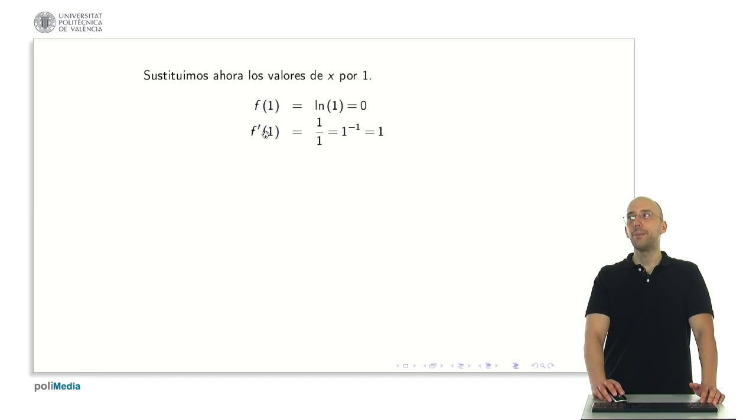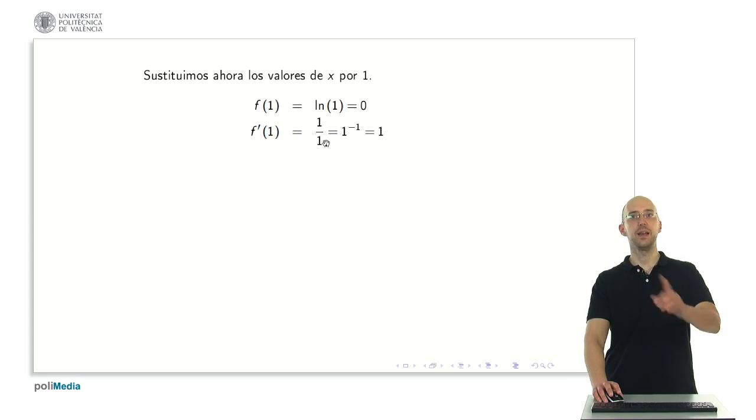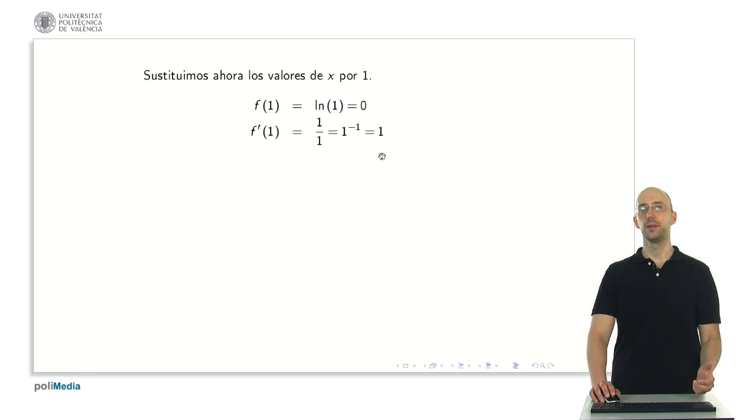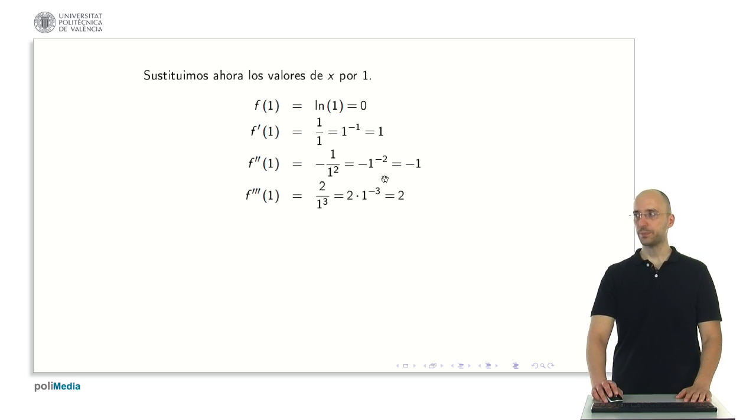Next, how much is the first derivative at x equal to 1 worth? The first derivative is 1 divided by x. In this case, it would be 1 divided by 1, or if you want the other expression with a negative exponent, it was 1 raised to the power of minus 1, which is also worth 1. The second derivative was minus 1 divided by x squared, or minus x raised to the minus 2. Well, in any case, when I change the x by 1, I get minus 1, which is very simple. Minus 1 raised to anything, I always get minus 1.